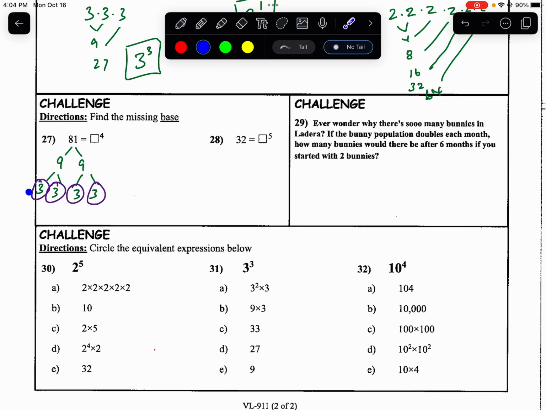And guess what? If you do 3 times 3, that's 9. Times 3 again, 27. Times 3 again, you get 81. So if you multiply 3 four times, you will get the answer. So that's the missing base.